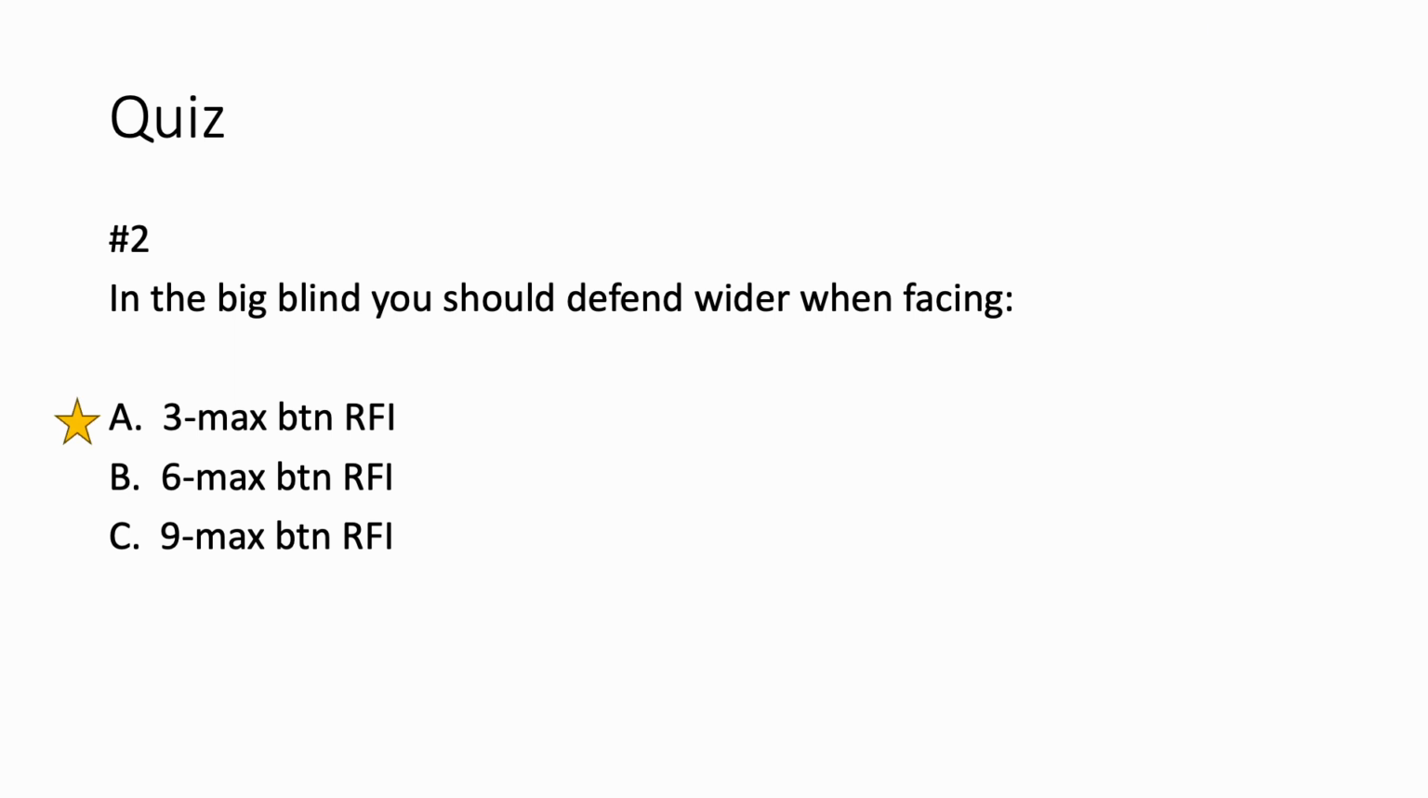All right. So the correct answer is we defend wider against a button raised first in a 3-max game. The reason for this is in a 3-max game, because there's been no card removal before that, the remaining ranges are all very wide, and the button's going to be opening up wider themselves. Therefore, we need to defend wider to counteract that.